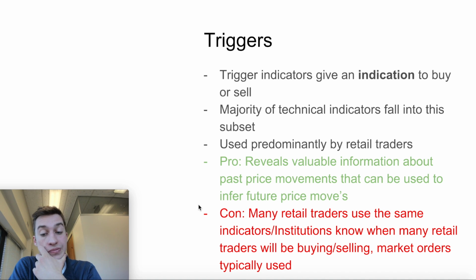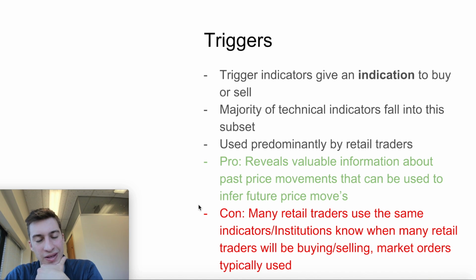Many retail traders like to use the same indicators, and institutions know when many retail traders are going to be buying and selling. Remember my previous example where I said institutions, when they want to buy or sell into the market, want to not have a large impact. They don't want to buy with a market order and tear through the order book. No, that'd be unprofitable. They want to buy at, in their case, hopefully one price where they can just put a bid wall or an offer wall and get many retail traders to buy or sell that offer wall.